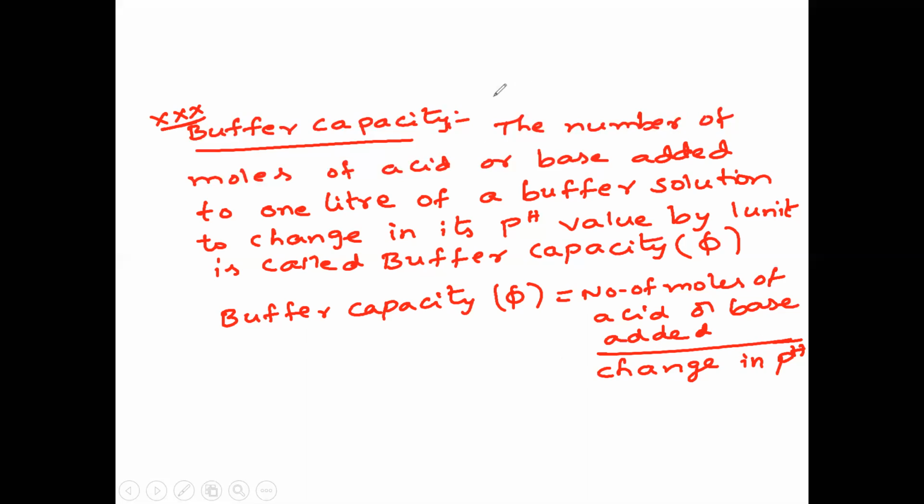Now let us do one numerical based on buffer capacity. Please copy this down, it is not in the slides. The number of moles of acid or base that must be added to 1 liter of buffer solution, whether acidic buffer or basic buffer, to change its pH value by 1 unit is called buffer capacity. Very, very important. I hope you have noted it in your classwork.